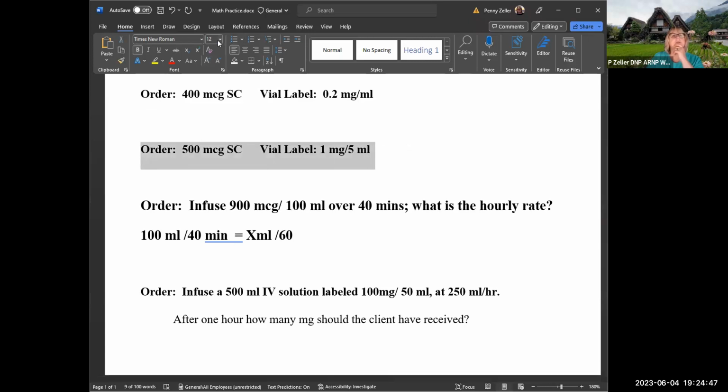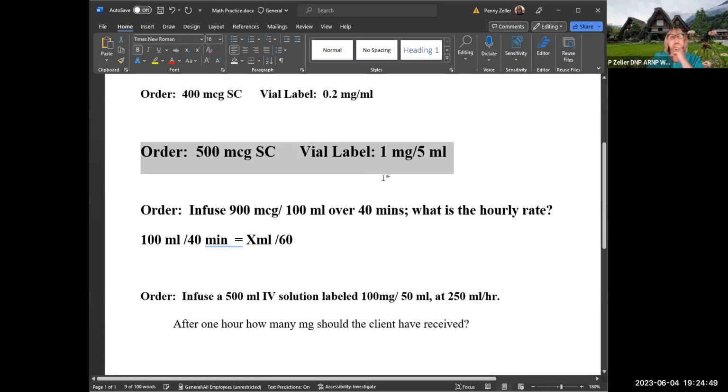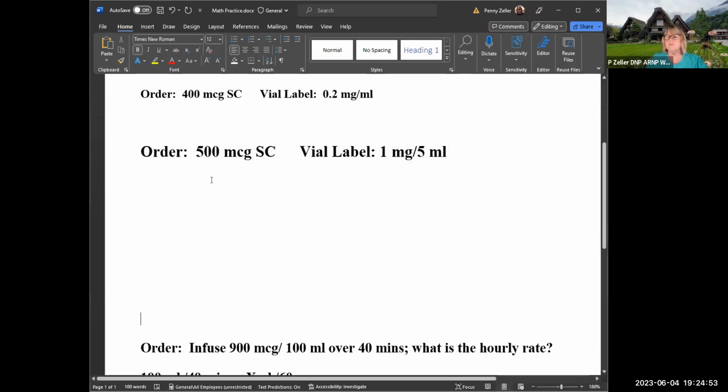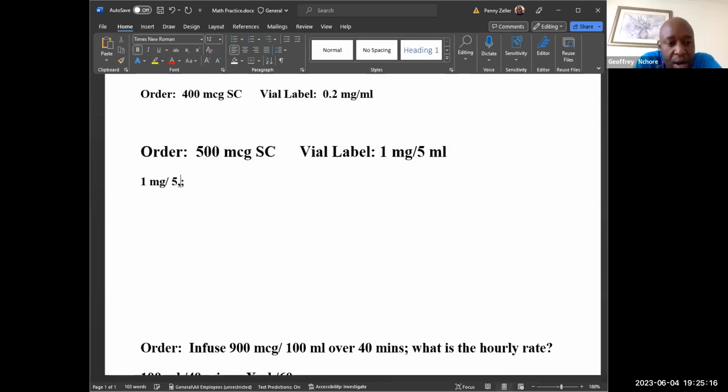Okay, let's do this one. The order wants you to give 500 micrograms subcutaneously. You have your medicine vial. It says that there's 1 milligram for every 5 mL. So what you have is 1 milligram for every 5 mL.